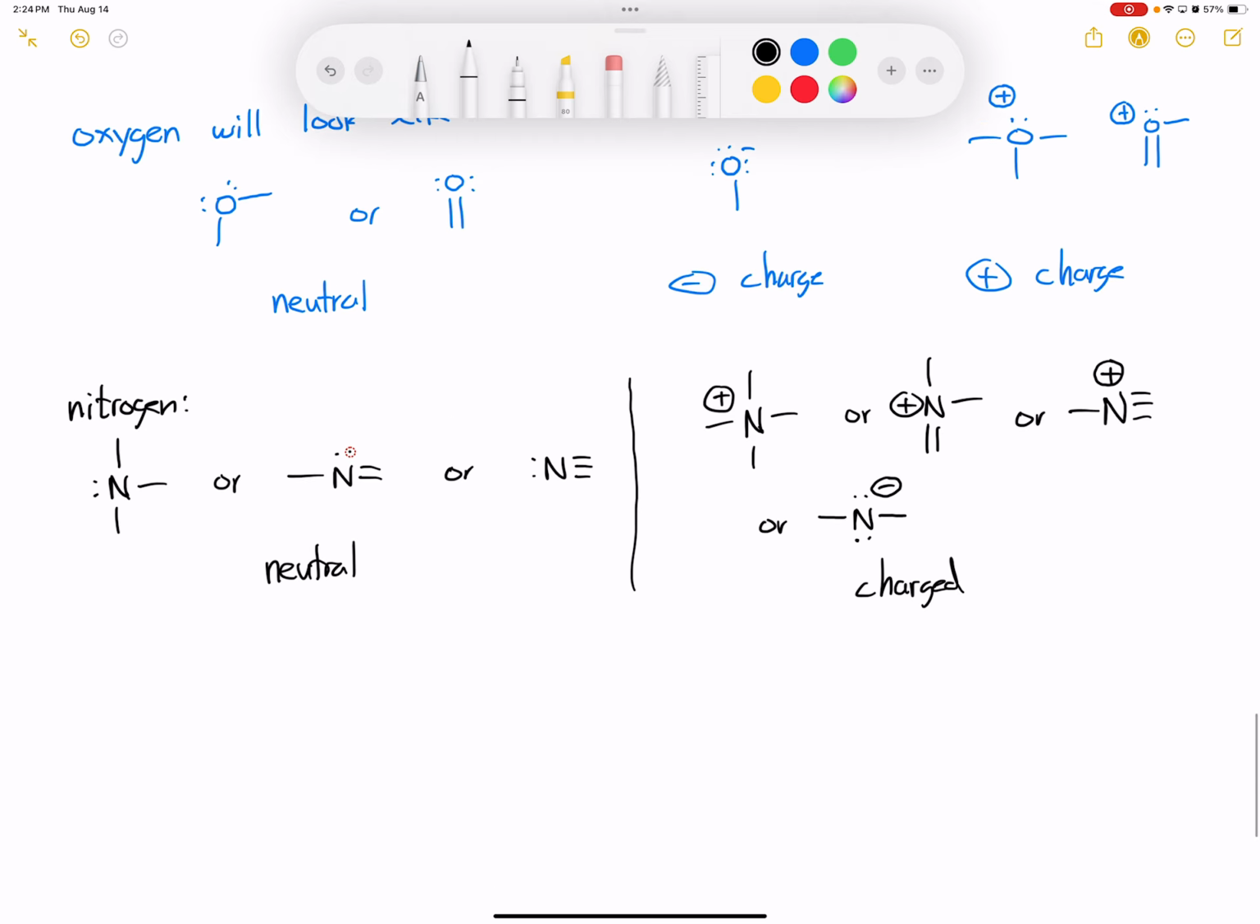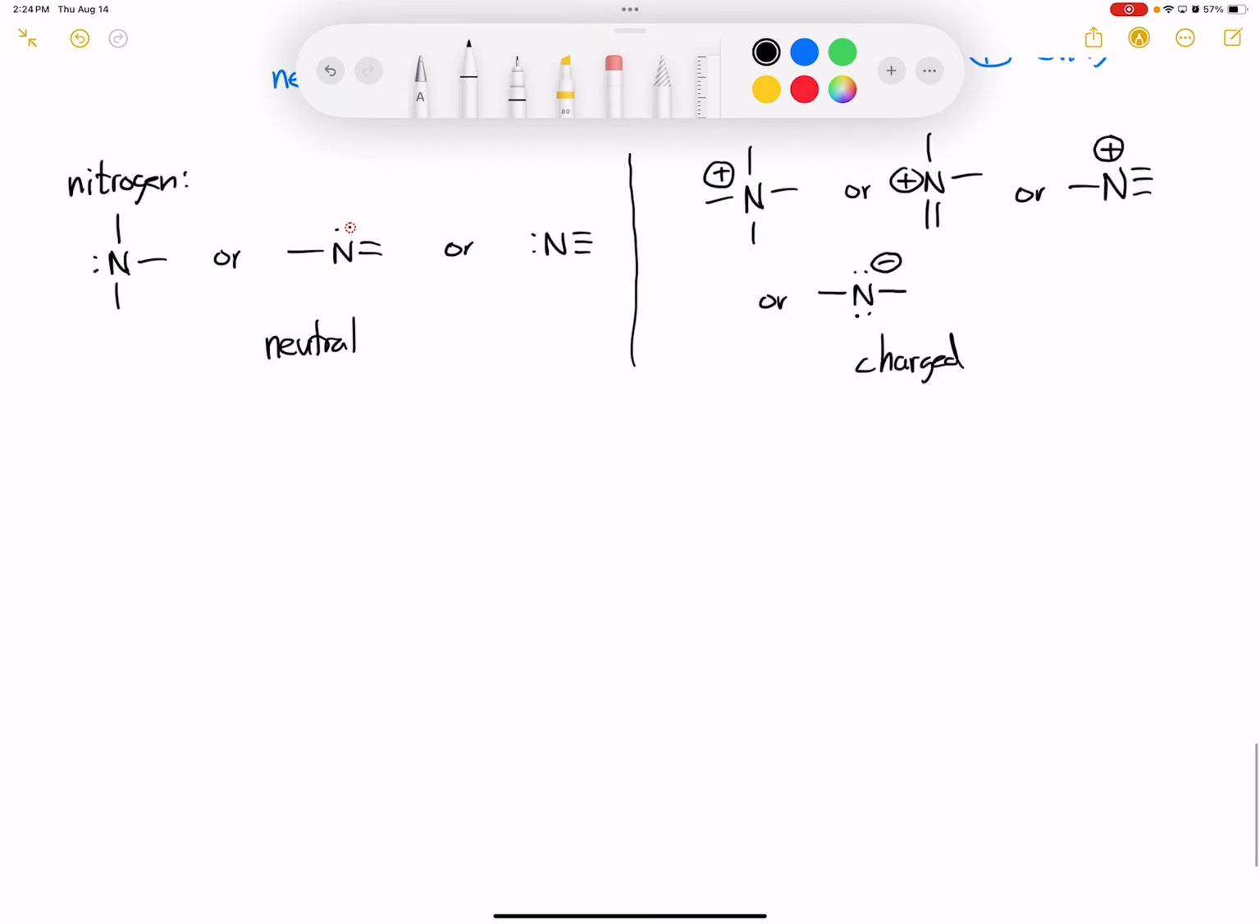Is everyone done with oxygen? All good? Let's go to nitrogen. All right. So now let's do halogens. All right. So you have fluorine, chlorine, bromine, iodine.